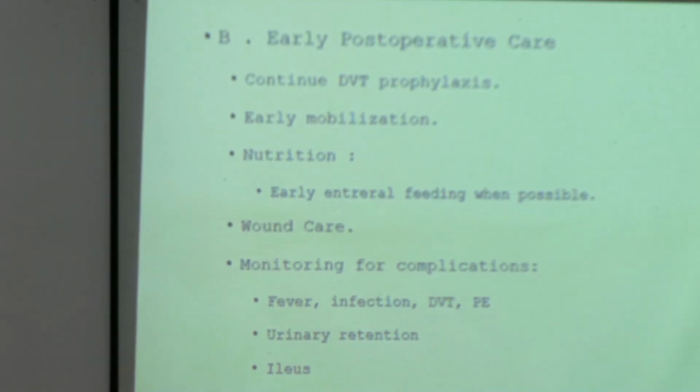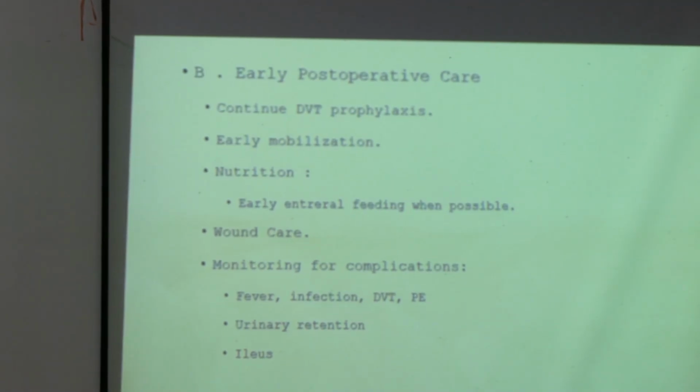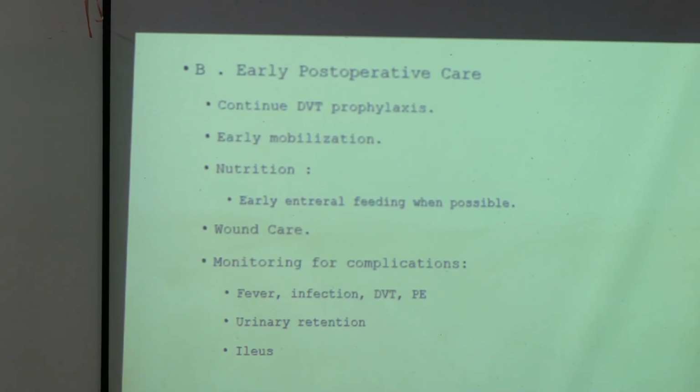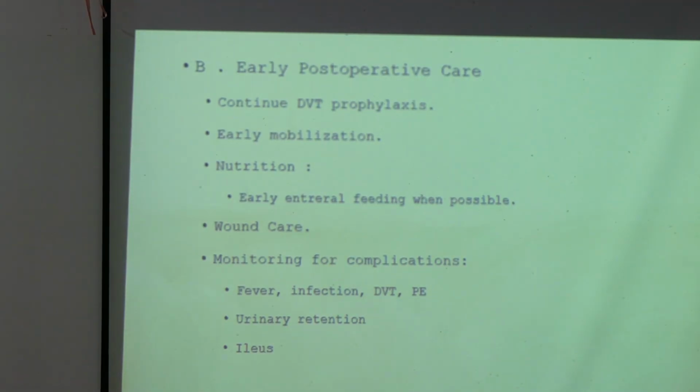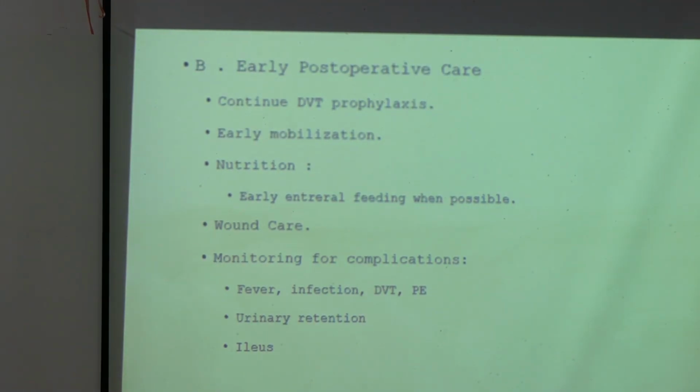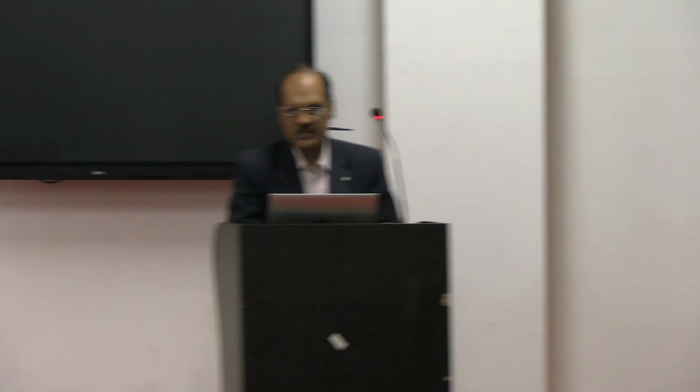Then early postoperative care. What are those early postoperative care? DVT prophylaxis has to be continued. Deep vein thrombosis should not be there. It's very dreaded sometimes. Then early mobilization. You have to mobilize the patient as early as possible. When you go to the postoperative wards, on the postoperative round after surgery, we are seeing whether the patient is mobilized. Even you can help the patient to sit down and pat on his back.